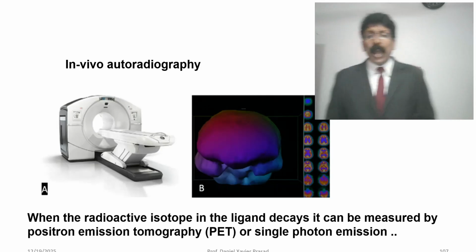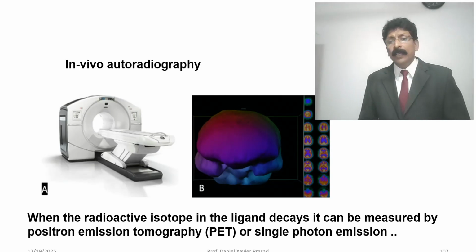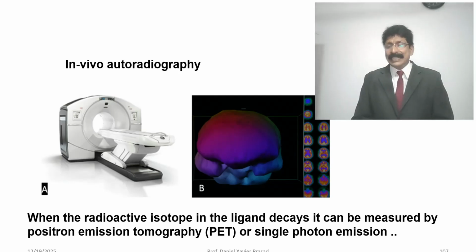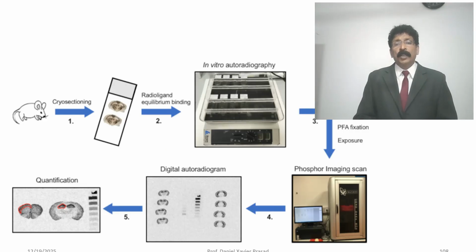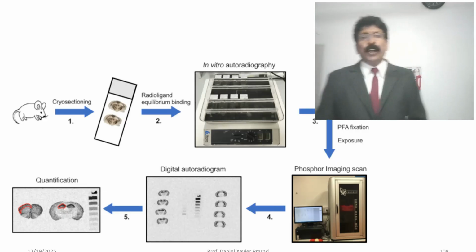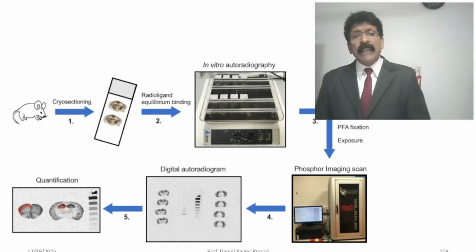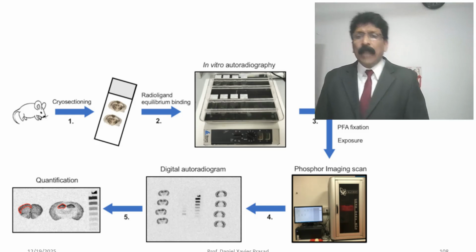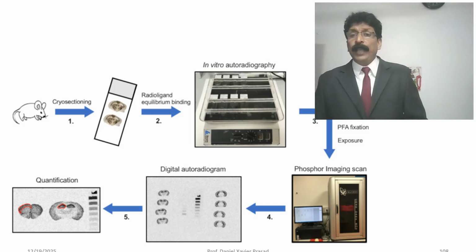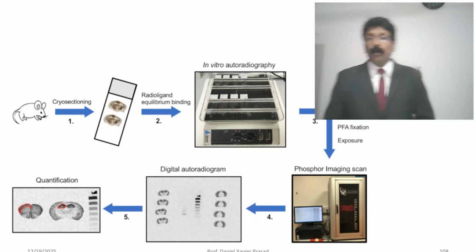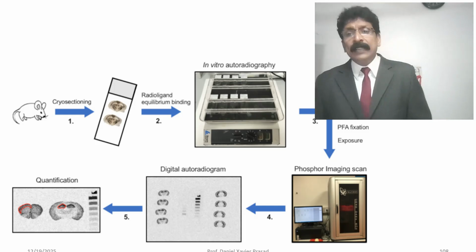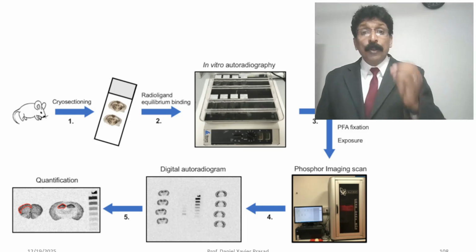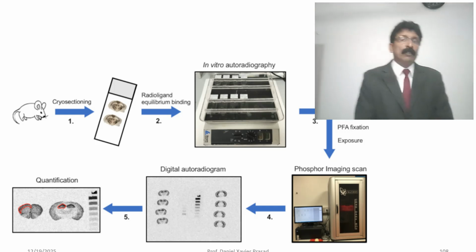When a radioactive isotope in a ligand decays, it can be measured by positron emission tomography, PET, or single photon emission, in an animal also. It's possible to take a slide or a section of tissue, and radioligand equilibrium binding can be identified by fixing, exposure, phosphor imaging scanning, or scanning in a digital autoradiogram. Quantification can be done.